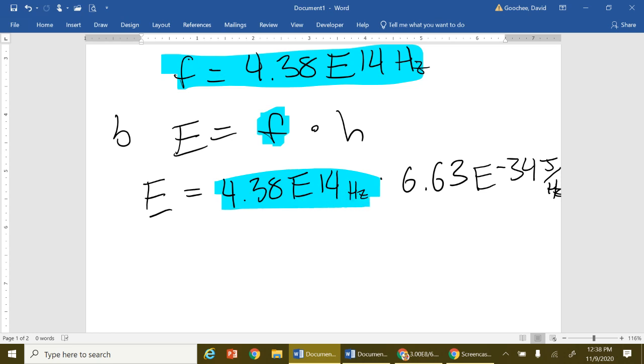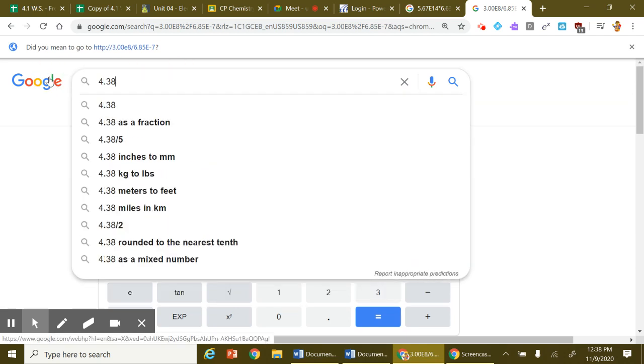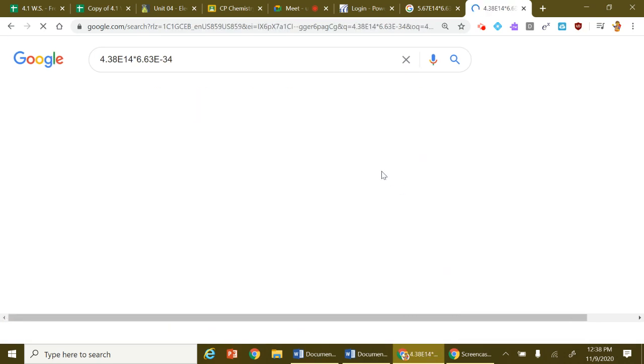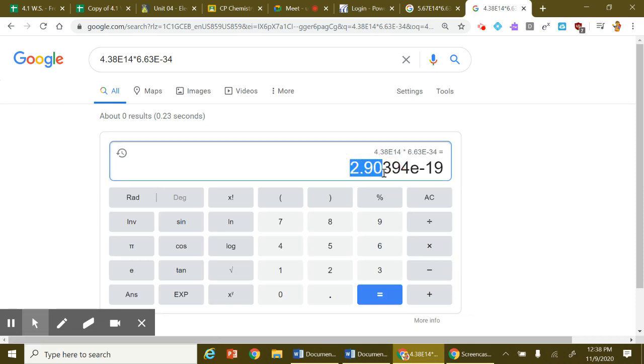Using Google, 4.38 times 10 to the 14th times 6.63 times 10 to the negative 34th. And the energy we get for this photon of light is 2.90 times 10 to the negative 19th joules.